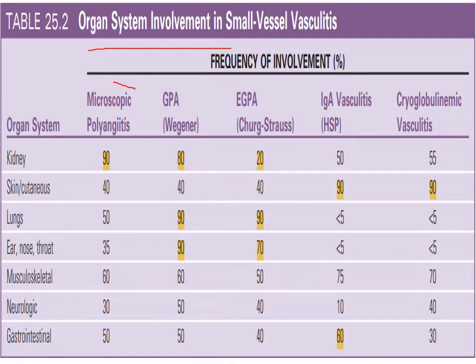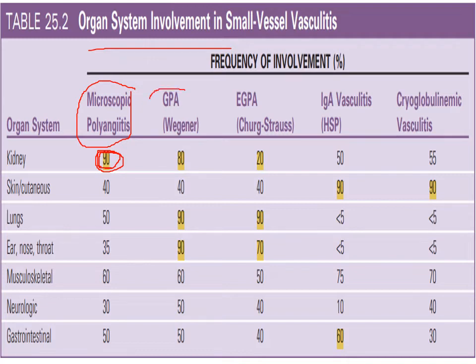Now let's discuss microscopic polyangiitis. I am highlighting the most important points. In microscopic polyangiitis, the most important is kidney affection. There will be kidney affection in around 90% of patients. All other systems can be affected in patients with microscopic polyangiitis, but at a lower frequency.